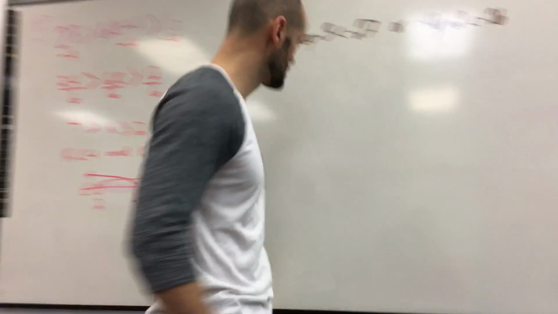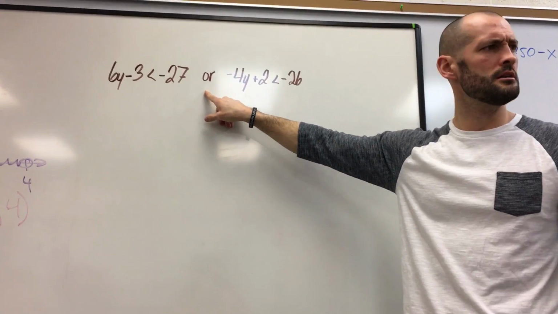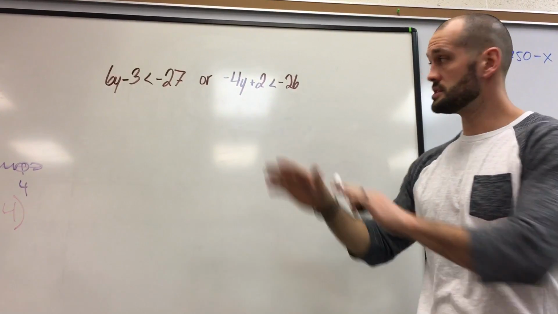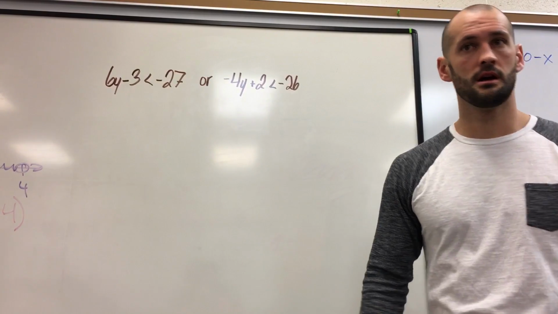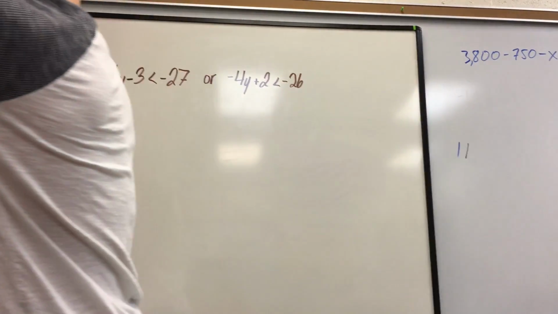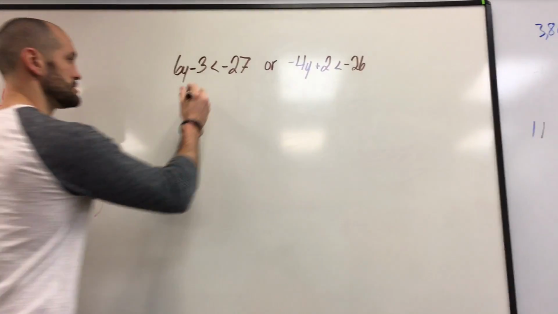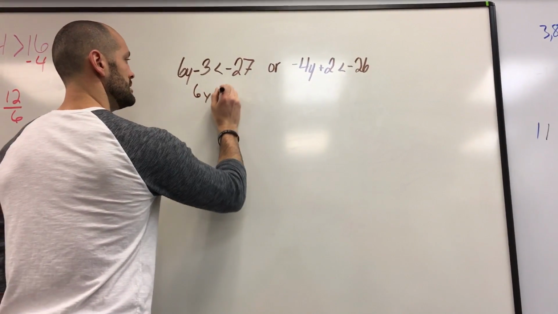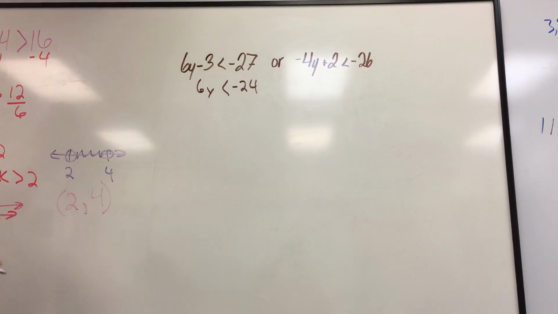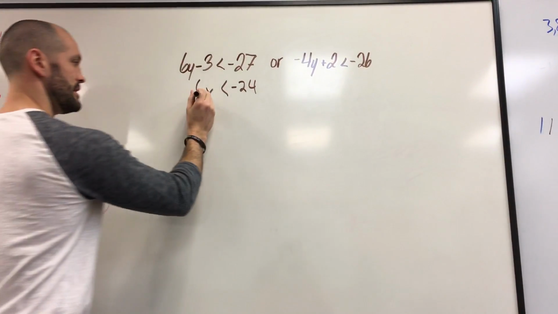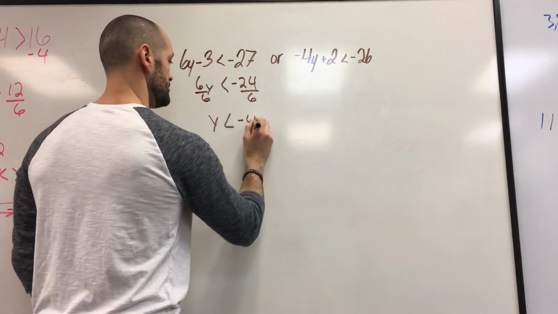Here we go. Notice a big difference. Mainly a big word, a little word. But, or. So this is the nice part. We're going to solve each of these separately. I need your help with the first one. How would you start solving? You get 6y less than negative 24. Divide by 6. I like it. We get y less than -4.